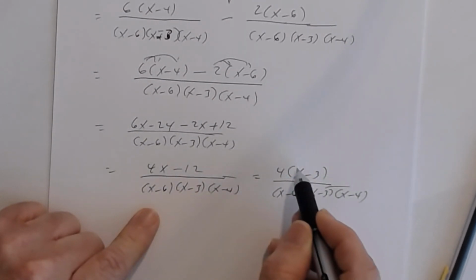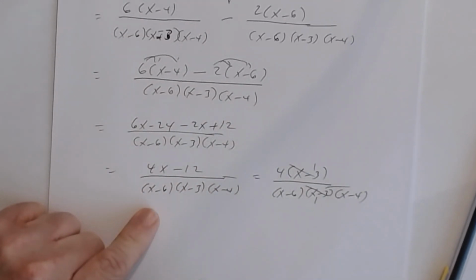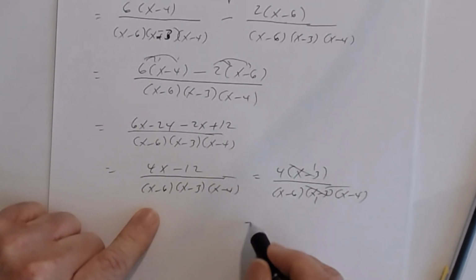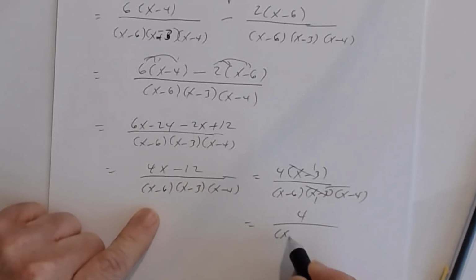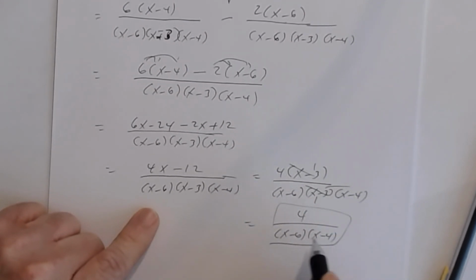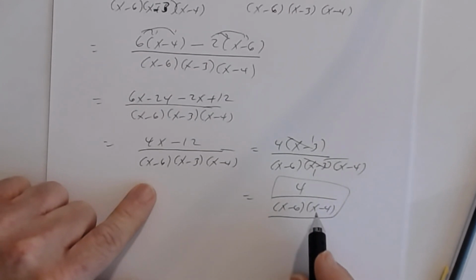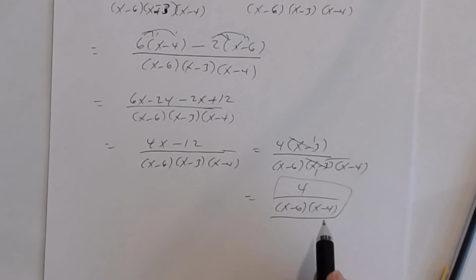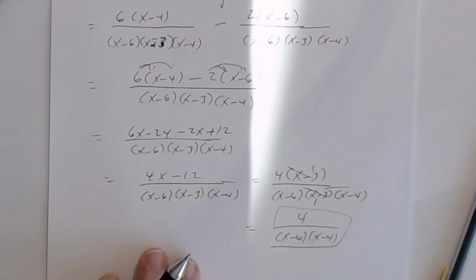And again, you have to cross these out, and you put factors of 1 there. And so the answer is going to be 4 divided by x minus 6, x minus 4. And leave it in factored form. Don't multiply it out. If you multiply this out and you have an error, you're going to lose points and you're going to be very upset. So leave it in factored form. All right, so that was number 6.